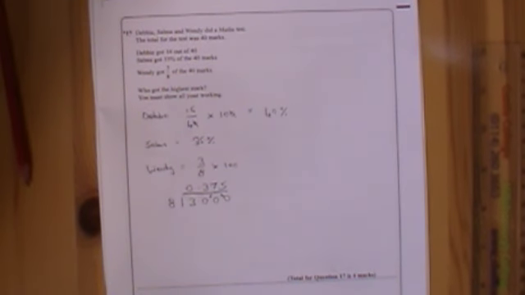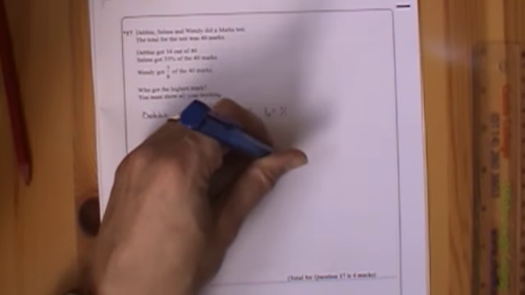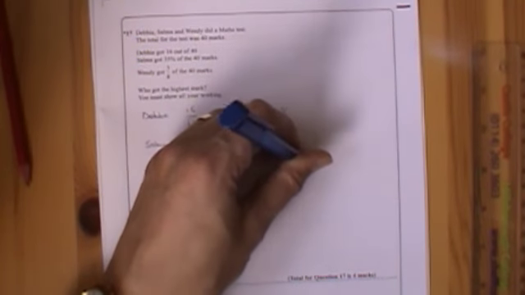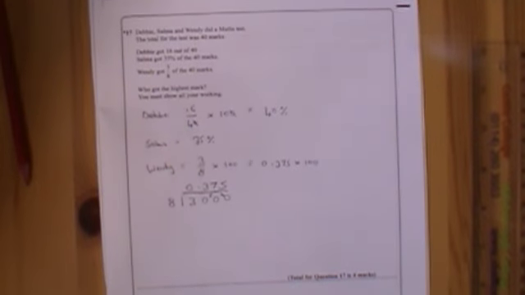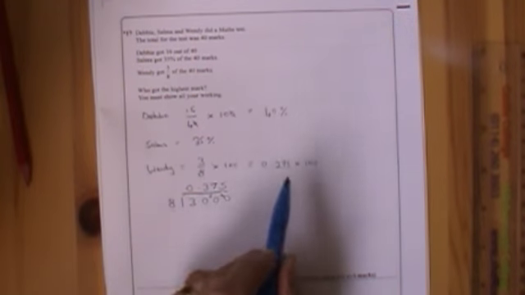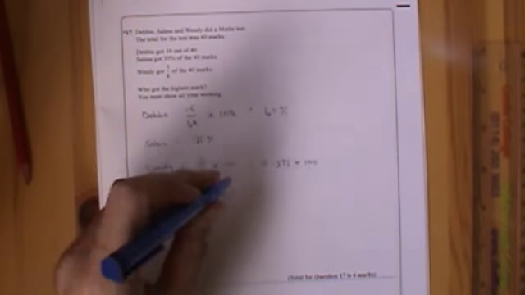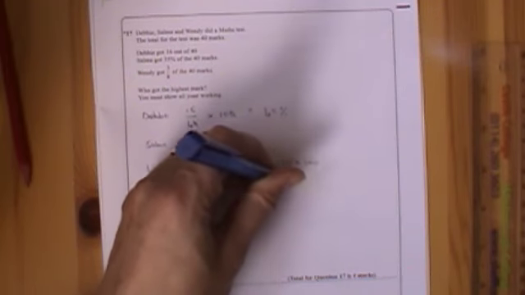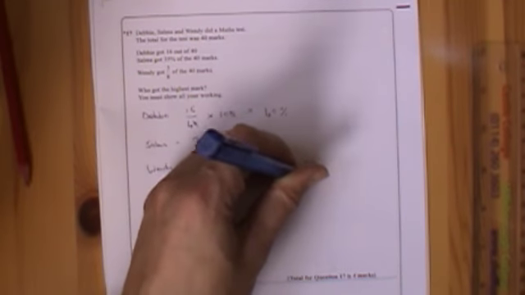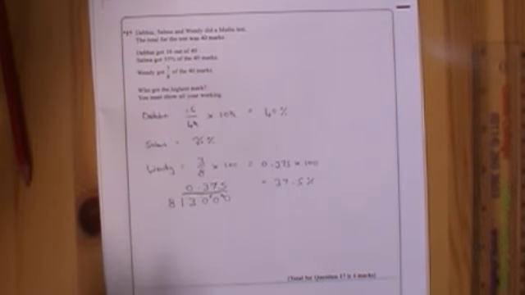Always check your answer's sensible. 3/8 is a bit less than a half, isn't it? 0.375 is a bit less than 0.5. So now our sum becomes 0.375 times 100. So when you multiply by 100, the digits move along 2 places, so 0.375 will become 37.5%.